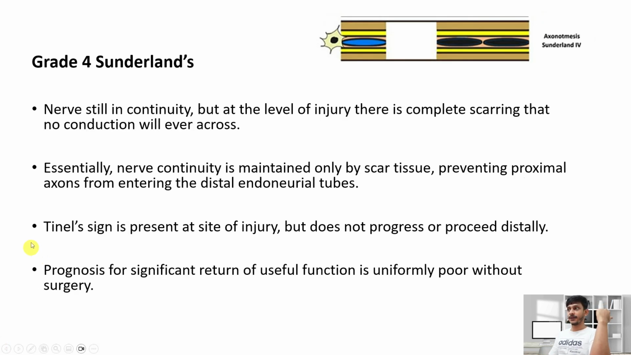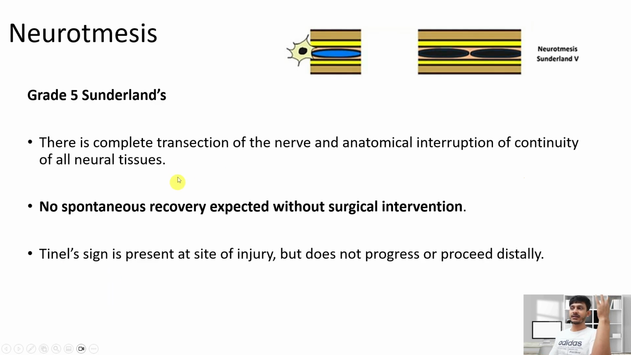Grade 4 is when there is disruption of the myelin sheath, axon, endoneurium, and the brown structure, which is the perineurium. There will be a lot of scarring, and the nerve continuity is usually maintained only by scar tissue. If scar tissue is there, the proximal axonal sprouts cannot reach the distal area. Prognosis is very poor, and useful function is only regained with surgery. Grade 5 is when there's complete transection of the nerve, including the endoneurium, perineurium, and the epineurium. So no spontaneous recovery is expected without surgical intervention.